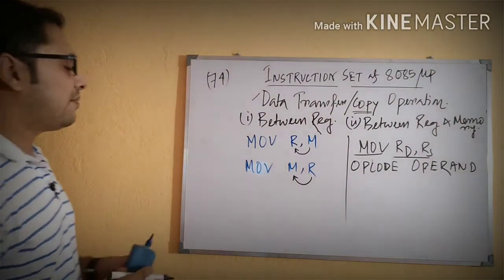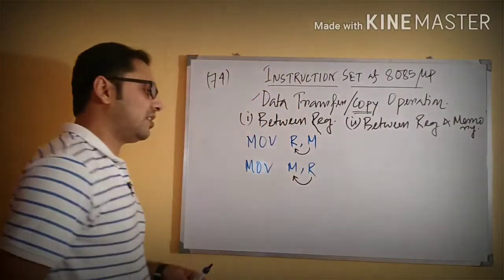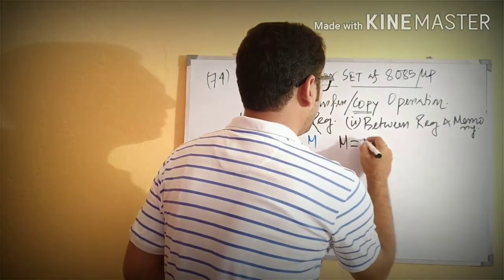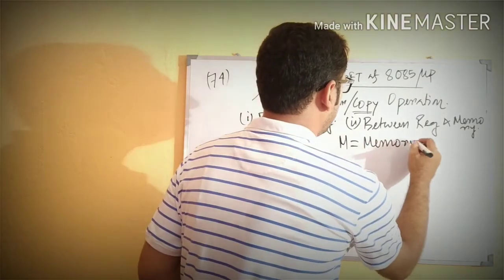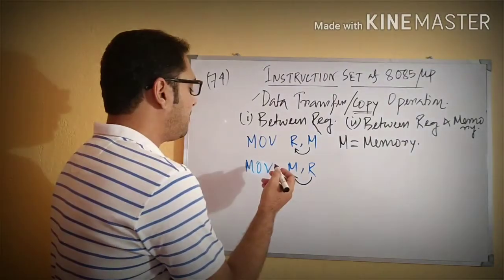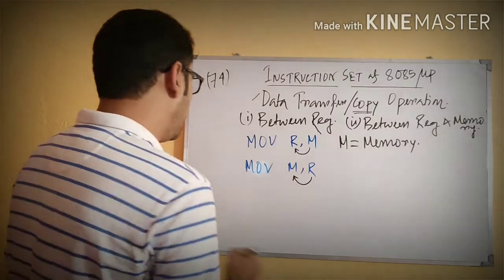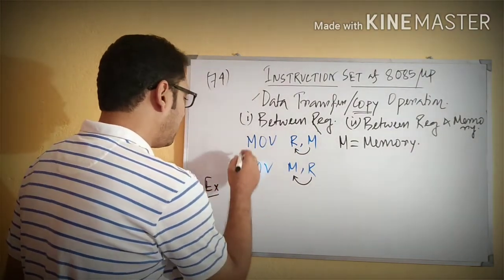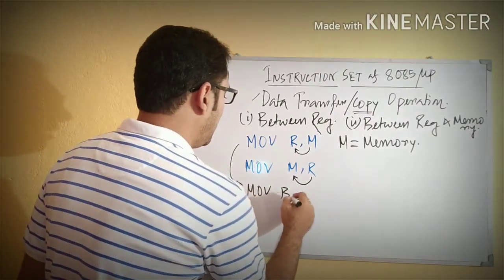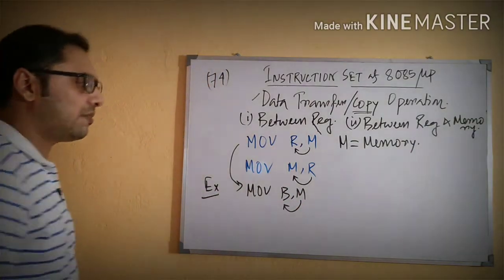Clear? So I am saying that whenever the operand is M itself, M stands for memory. Now the question is, if the content of memory should be transferred into a register, let us take an example, then it will be easy to understand. Suppose the example is MOV B, M. What does it mean? The content of the memory should be copied into register B.